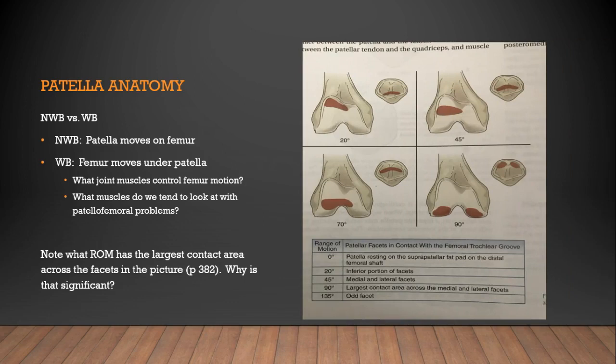And also, what does the chart on the right say about the range of motion degrees with the largest contact area? What is significant about that angle of knee flexion? There are multiple things to think about with that one. Again, we will come back to it during the next class.